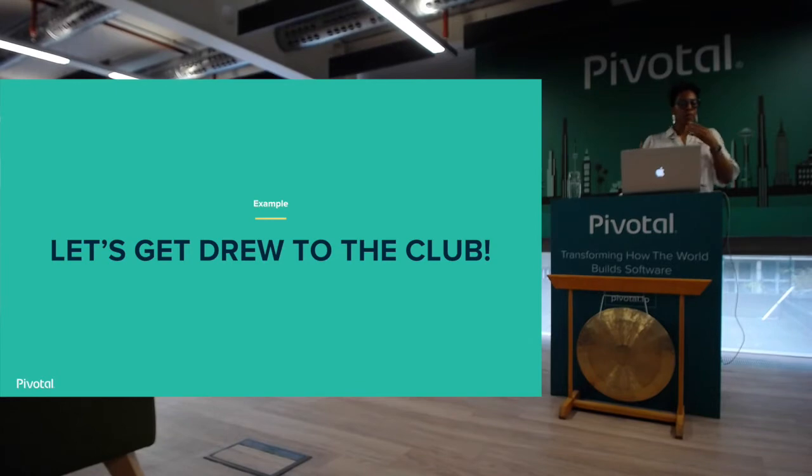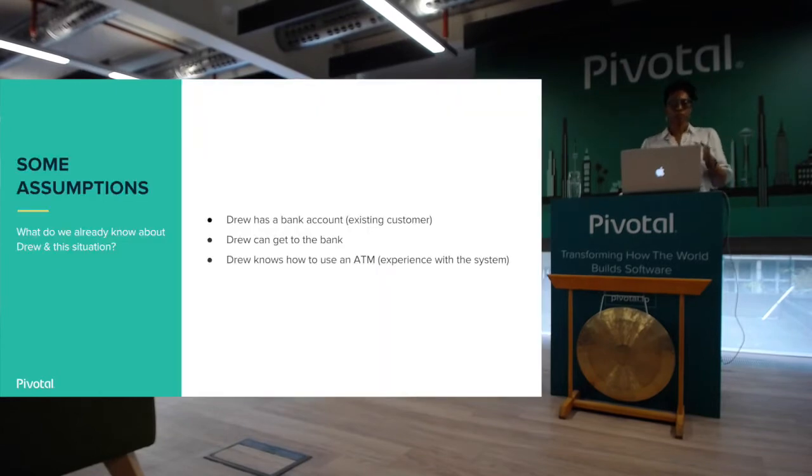So, some assumptions that we have. What do we already know about Drew and this situation? So we're assuming that Drew has a bank account, so he's an existing customer at a bank. We're also assuming that Drew can get to the bank on his own, so we don't have to worry about that. And we're going to assume that Drew knows how to use an ATM, so he has experience with the existing system.